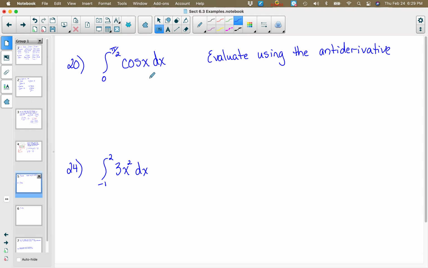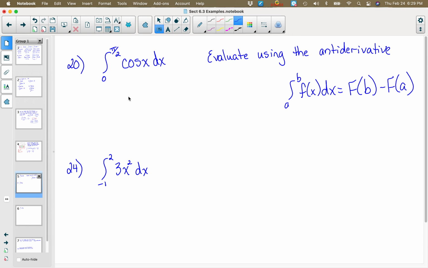Okay, so then starting with number 20, you're going to have some problems where you are just going to evaluate using the antiderivative. So this is where we're going to use the idea, the integral from a to b of f of x dx equals the antiderivative evaluated at b minus the antiderivative evaluated at a. So we're going to use that. These are all ones that you should be able to do either because they're polynomial functions or things that you just know, and they will get harder later, but not today.